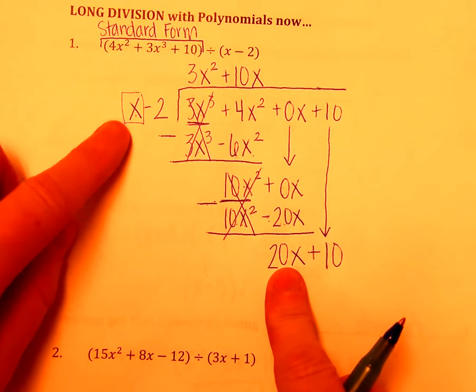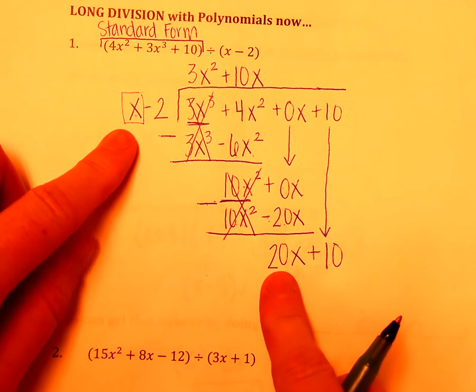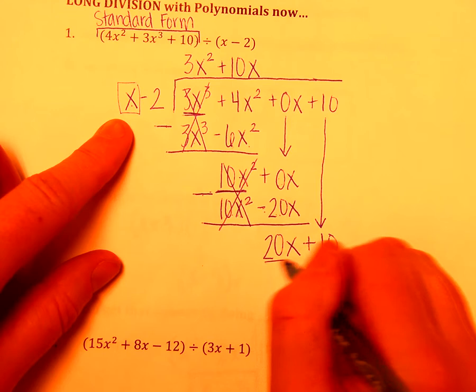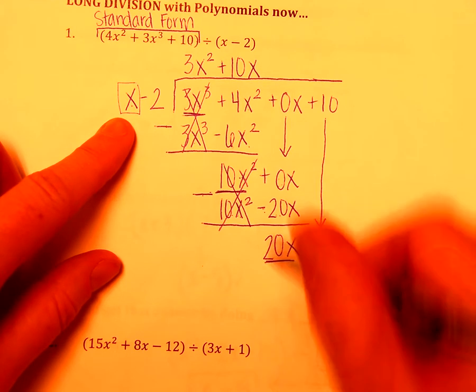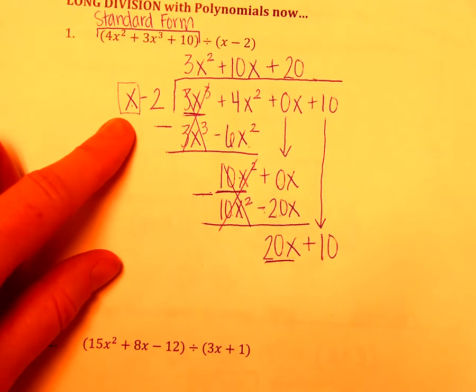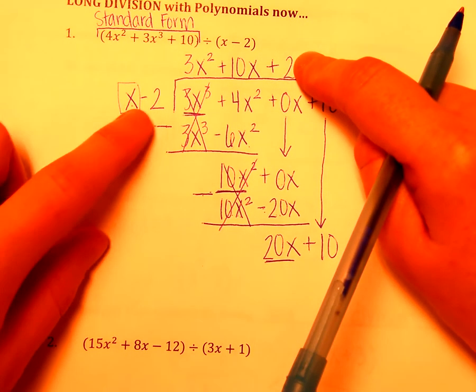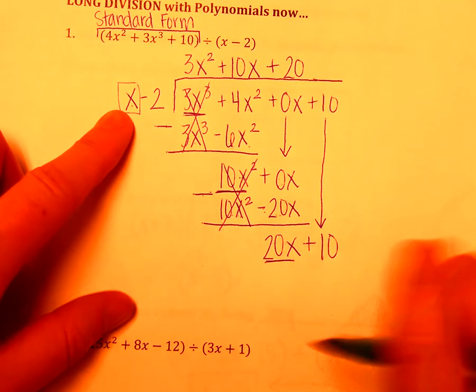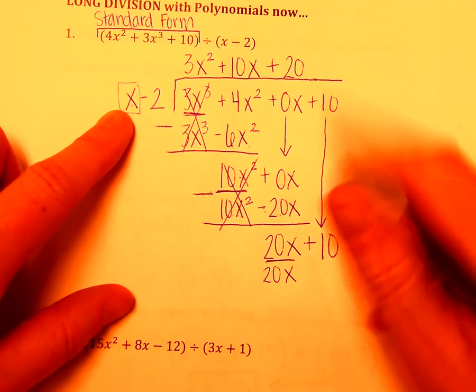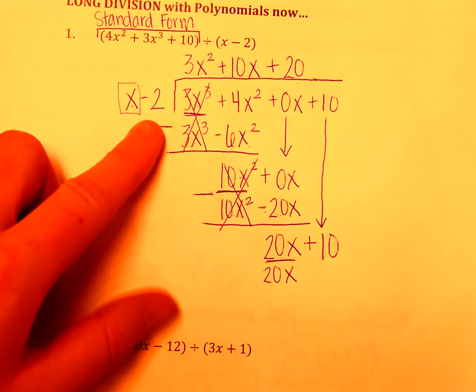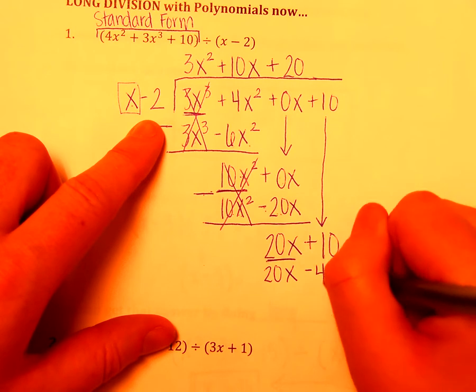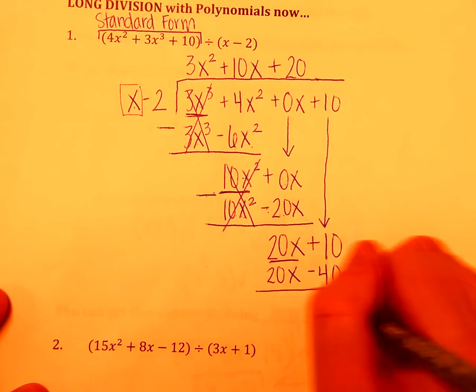And then again, think about x times what would give me 20 x's. All right, well, x times 20 would give me 20 x's. So I'm going to write plus 20 up here, and then I'm actually going to multiply. So x times 20 is 20x's, and negative 2 times 20 would be negative 40. Draw your line and subtract.